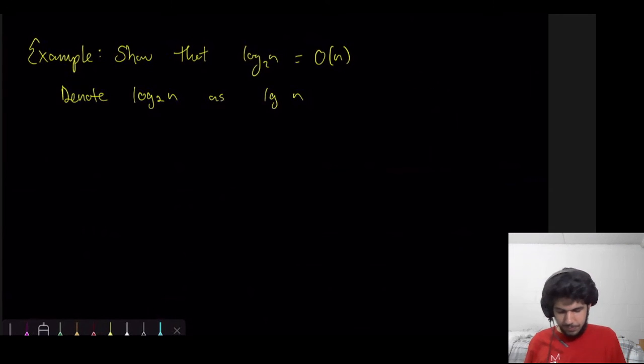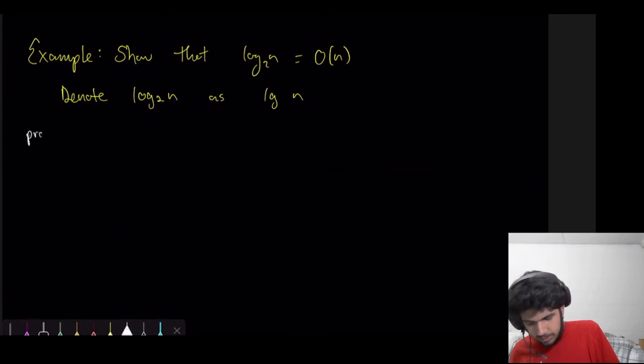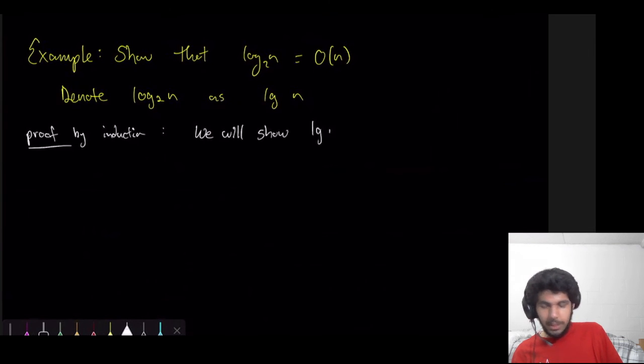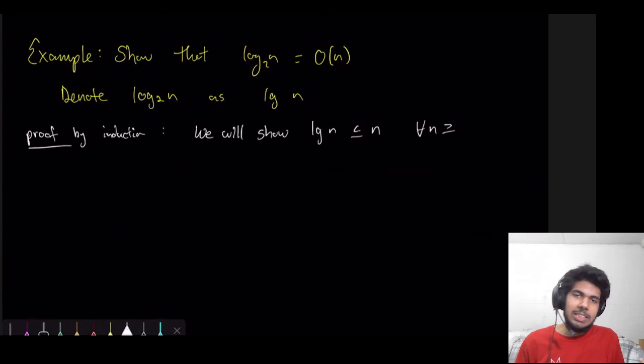It'll be very similar. So we're going to prove this by induction. The way we're going to do this is we will show that log of n is less than or equal to n, so we want it to be upper bounded by n, for all n greater than or equal to n naught, which we have to choose. So let's just try 1. If it doesn't work, we'll see that in our base case.